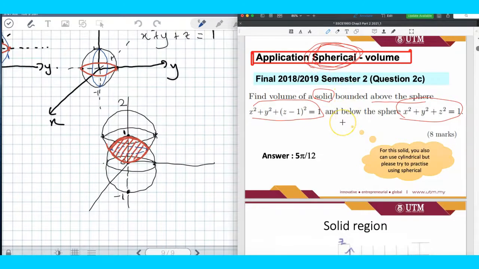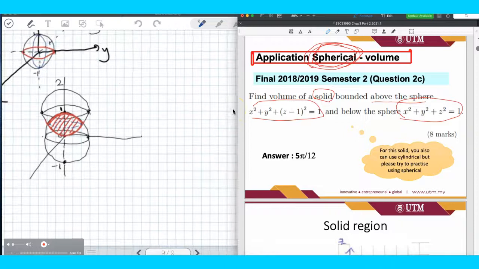But in the exam, since they don't mention whether you have to use spherical, Cartesian or cylindrical, you have an option. I'm not saying that only spherical is applicable or only cylindrical is applicable. You can use one of them, but maybe one of the coordinate systems gives you more complicated steps. So now we want to solve using spherical coordinates.